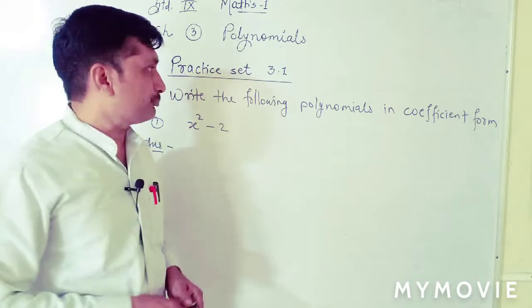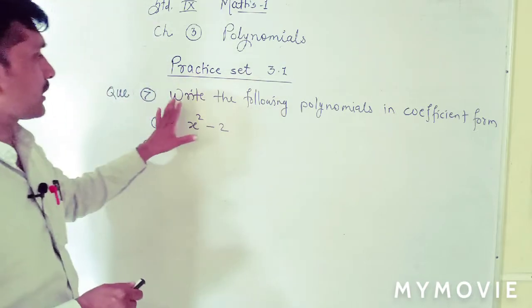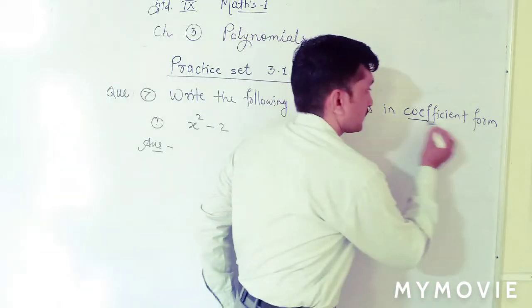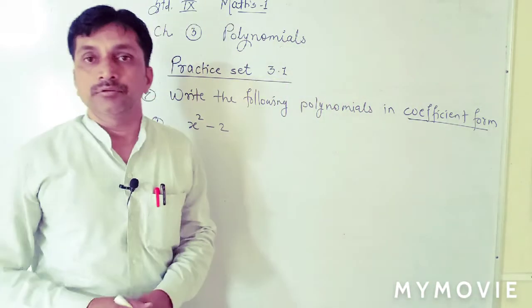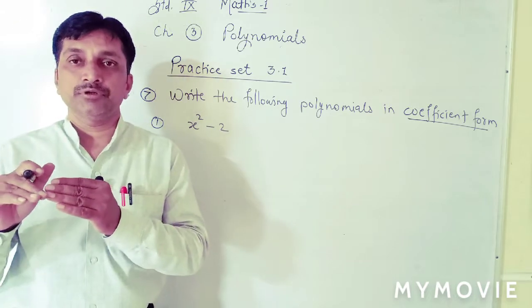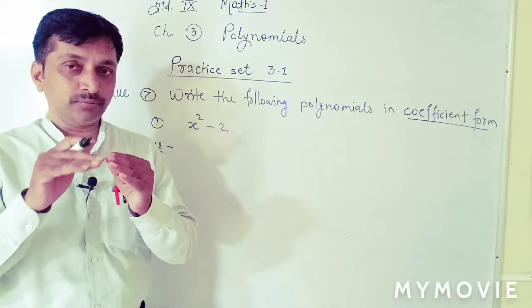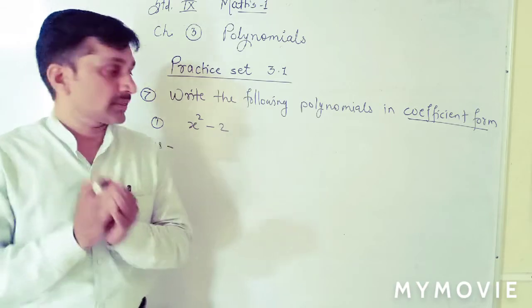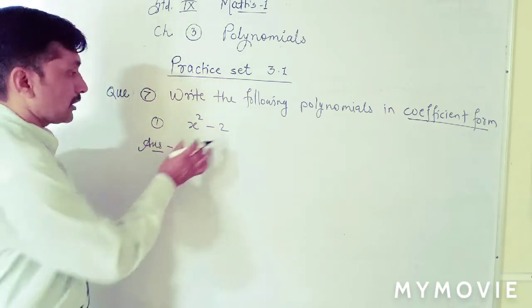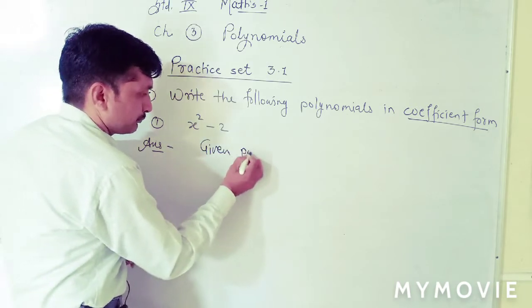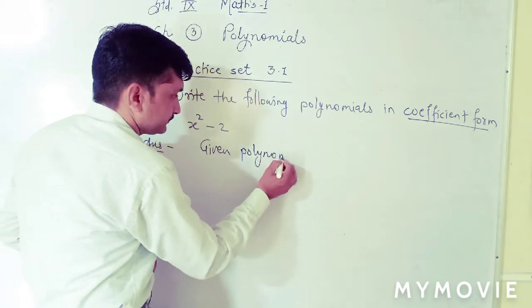Question number 7 of practice set 3.1 is: write the following polynomials in coefficient form. Coefficient form is the last step. Before coefficient form, that polynomial should be in standard form. Now here I write the given polynomial.